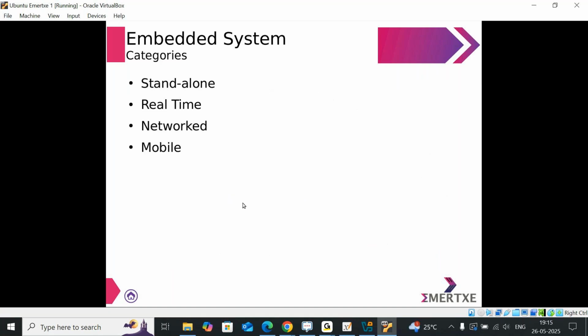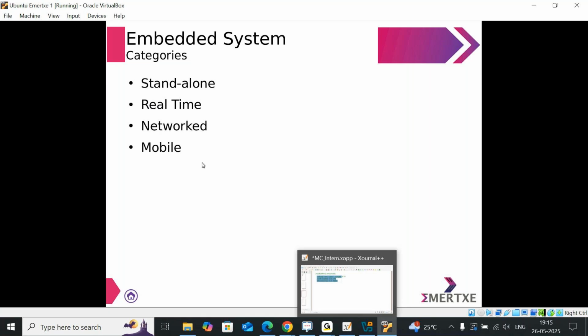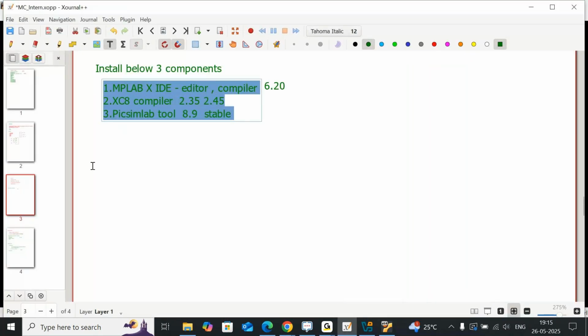So today we will continue with categories. In fact, we were discussing categories but were not able to complete it, so today we will start with categories only. There are four different categories of embedded system. You can categorize embedded systems into four categories: standalone, real-time, networked, and mobile embedded system.